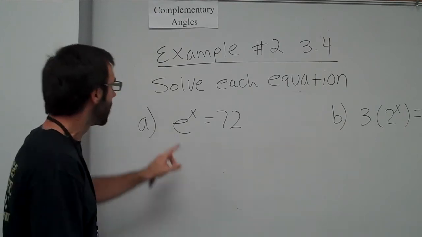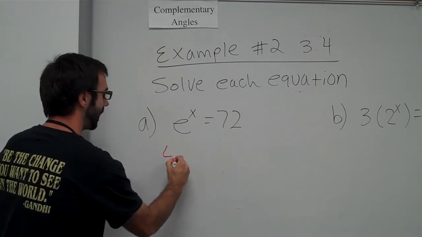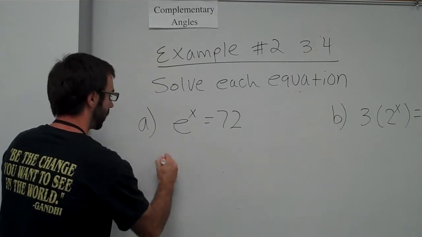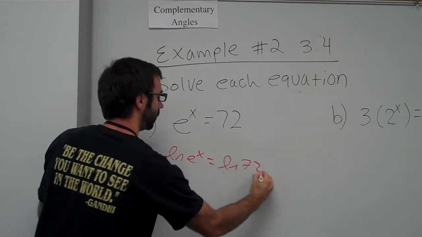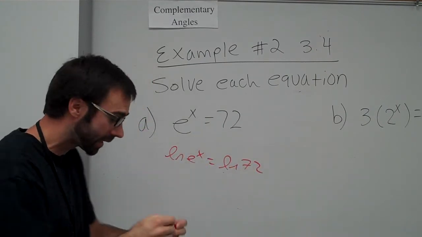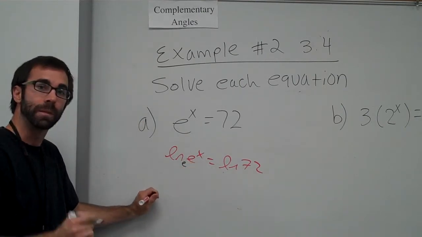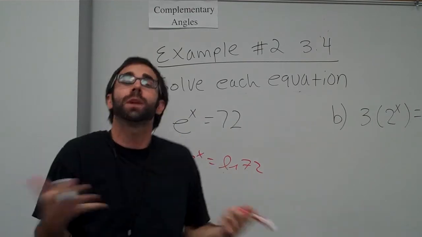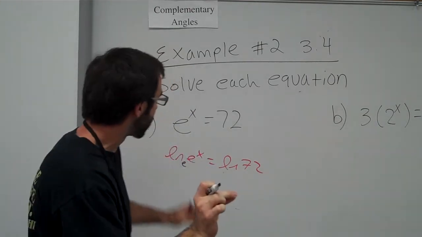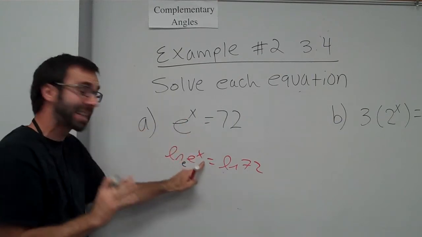Natural log, right? So since natural log has a base e, I would take the natural log of both sides. And the reason we do that is because natural log has e as its base. And that's how we can get rid of these. Okay, so if you're wondering, well, how do you know what to do? The purpose and the reason is to get rid of this value so we can get x all by itself.